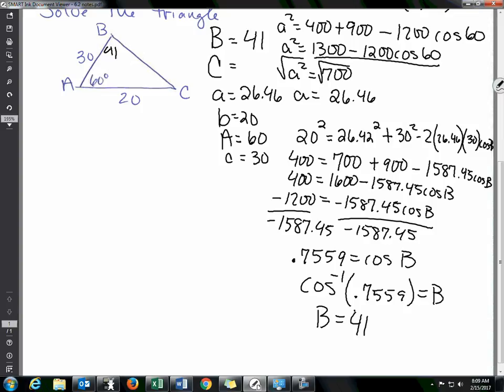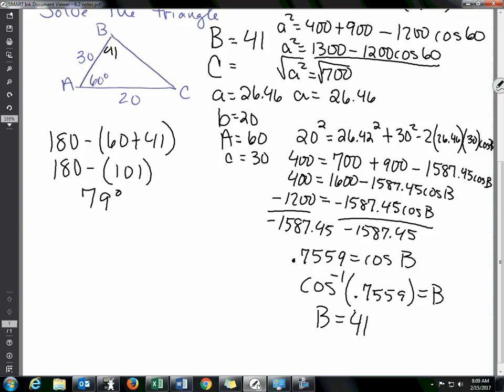I can use the principle that C equals 180 minus 101. So what is that? C equals 79. Not 75, 79. I messed up my subtraction. There you go.